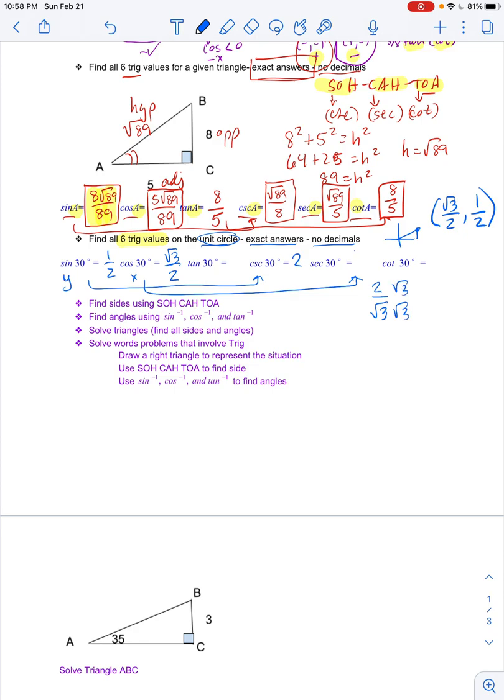Rationalizing that, I end up with 2 root 3 over 3. And then tangent is tricky. You can use the tangent boxes if you want to. If you're using your tangent box unit circle, you should be able to see that's root 3 over 3. If you don't know what I'm talking about, it says unit circle filled in with tangent boxes. It's in the filled in notes, and it does the work for you.